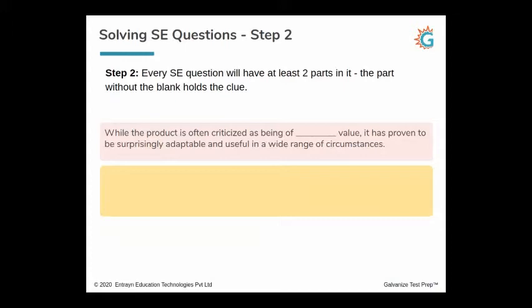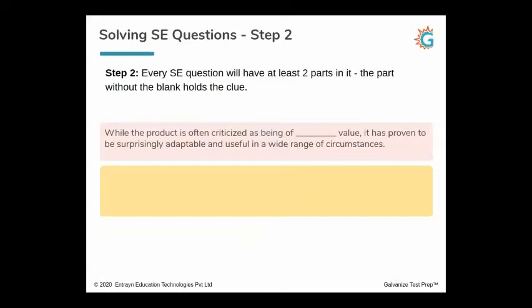It may have more parts, but it will have at least two parts in it, and the part without the blank holds the clue. This is clear. There will be at least two parts in your sentence equivalence question. Any sentence will have a while, or a but, although, whatever. It will have two parts in it, and you'll be able to split the sentence into two. And the part that does not have the blank will have the clue.